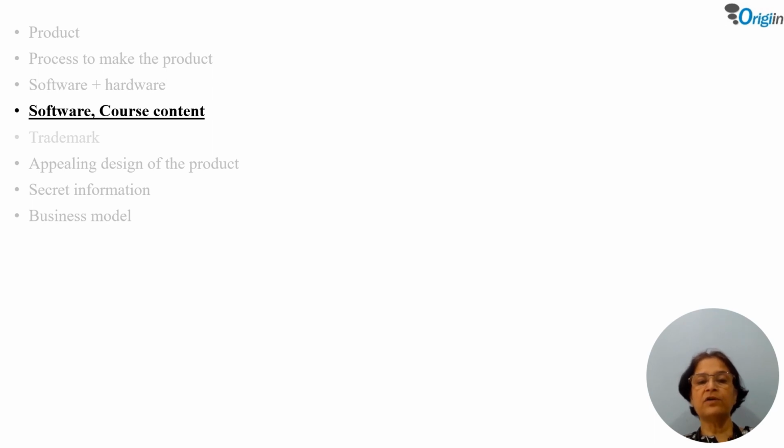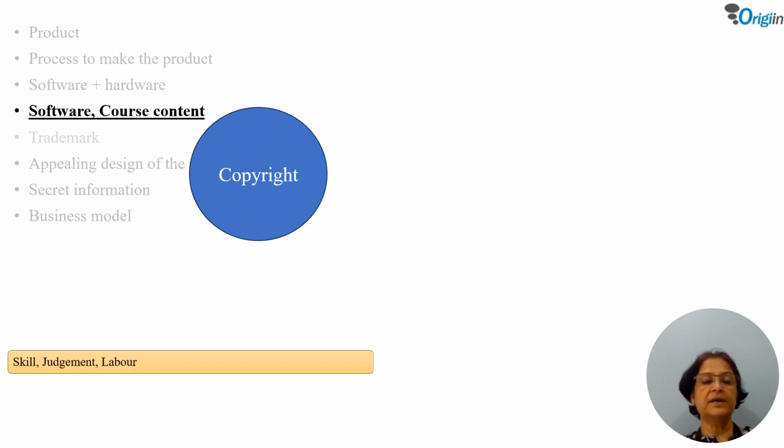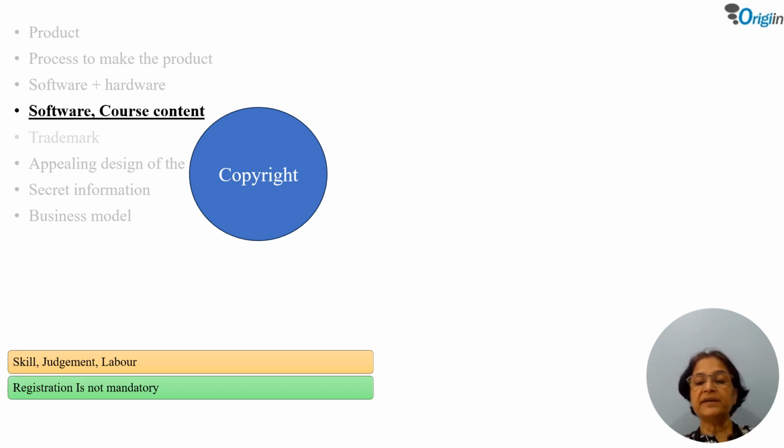If you have a software or you have some course content, then the best way to protect this is copyright. Copyright is granted to the works which have skill, judgment, and labor. Copyright registration is not mandatory. Even without registration, you can write C in a circle and a copyright notice. But registration has the advantage that if somebody is copying it, you can take legal action against them. Otherwise, copyright is not mandatory. It comes into being automatically once the work is complete. So we also say that copyright is inherent in nature.